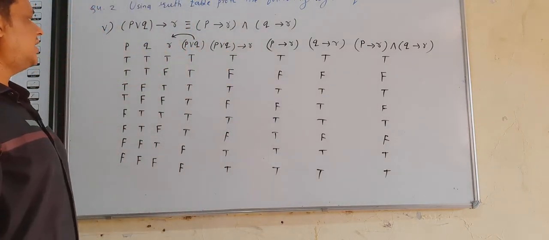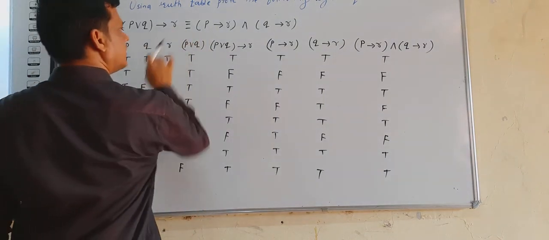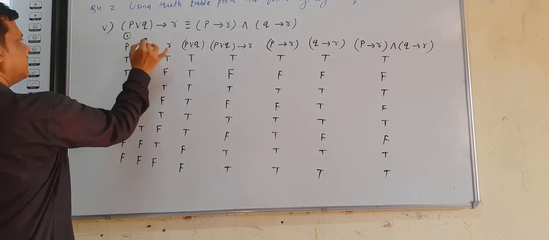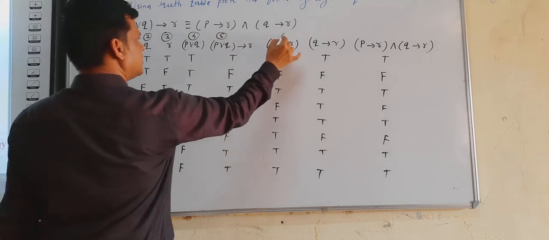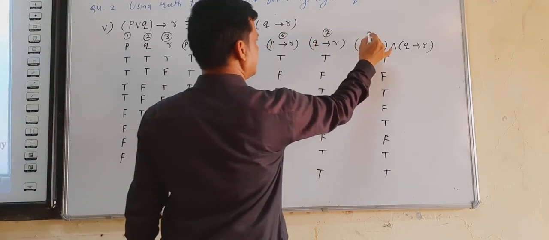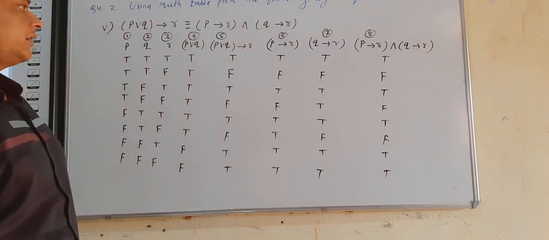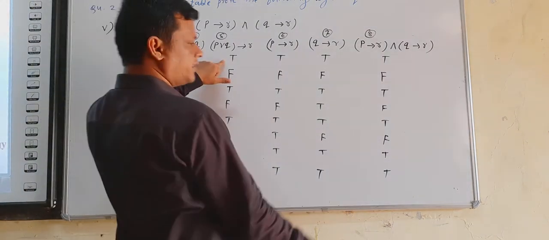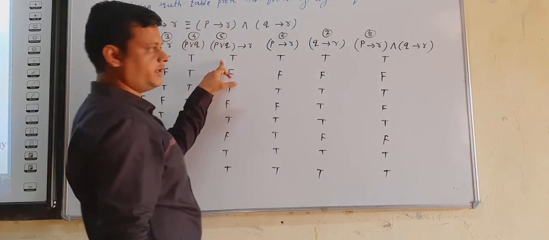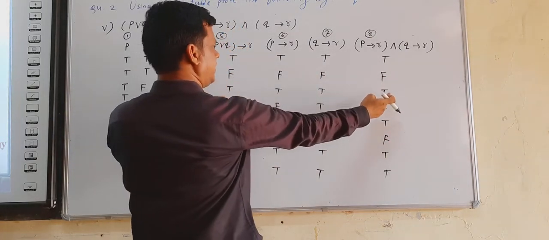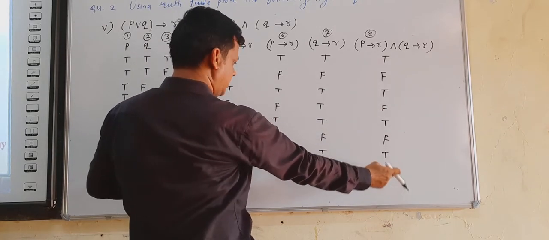Now see the entries in the column. For LHS, first we give the column number 1, 2, 3, 4, 5, 6, 7, 8. Now entries in the column 5 and 8. Check the entries. Here first entry is T. In column 8, first entry is again T. F, F, T, T, F, F, T, T, F, F, T, T, T, T.